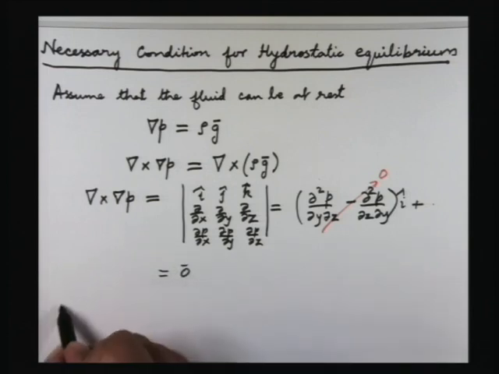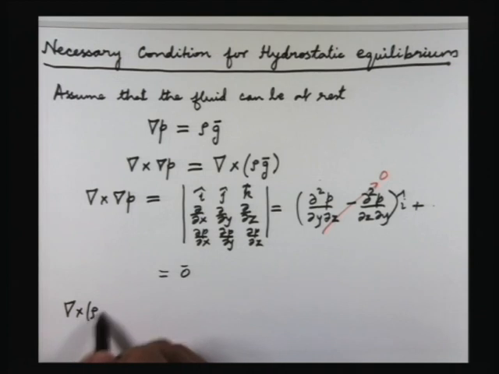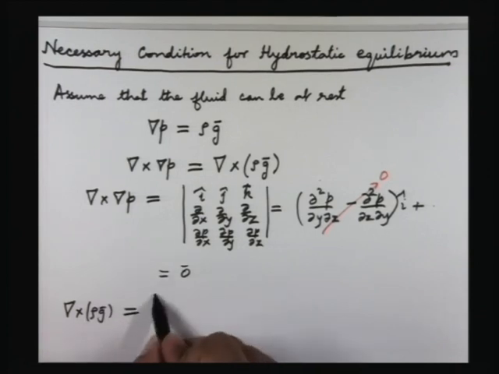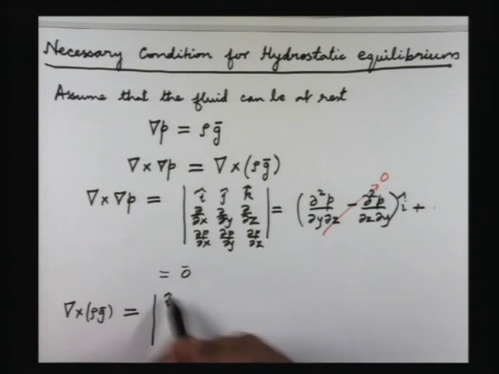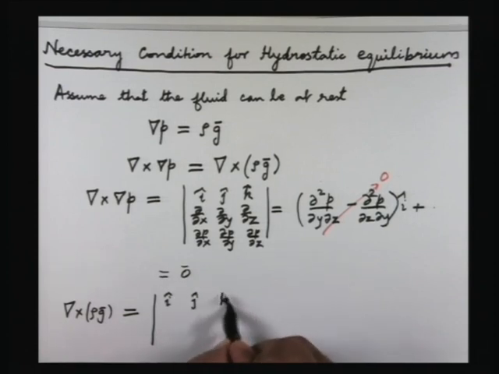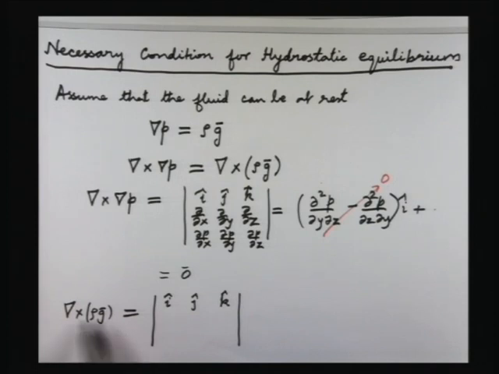Now, let us look at what is curl of rho g. So, this is given by this determinant. You write in the first row ijk. Then as for any cross product, you will write the elements of the first vector in the second row and the elements of the second vector in the third row. So, here you are going to have del del x, del del y, del del z, and then you will have rho gx, rho gy, and rho gz.